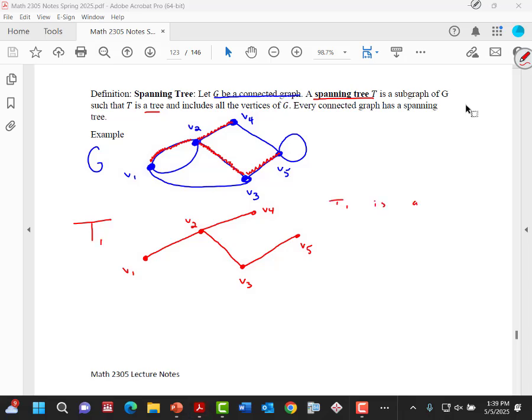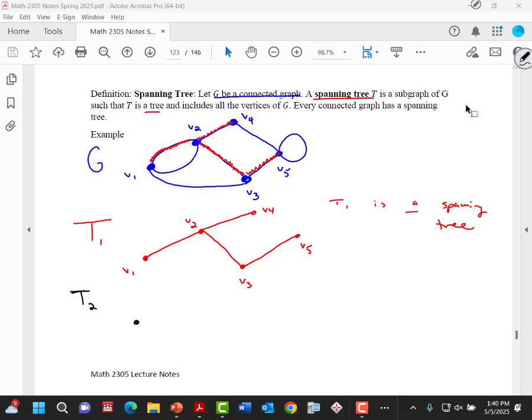T1 is a spanning tree. It is not necessarily the only spanning tree. But my claim is that this graph right here, T1, is a subgraph of G, and it is a tree. And notice it used all the vertices in G. Now, this is not unique. Let's look at T2.